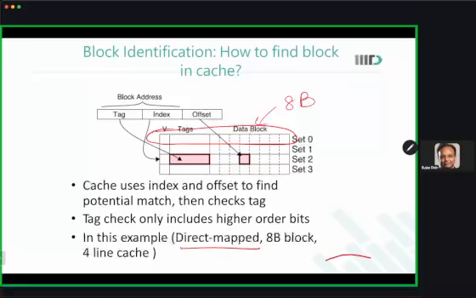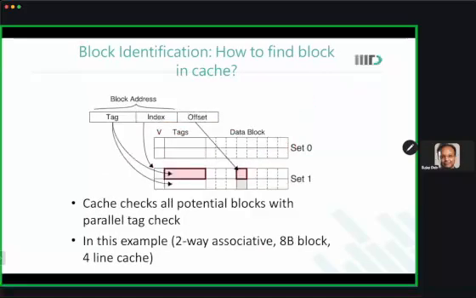If we look at a two-way set associative cache with 8 byte blocks and a 4-line cache, this is how it looks. You have 2 sets, set 0 and set 1. The tag for each of these sets is the same, and the index value will tell you which particular block you are looking for. So this is the way you identify your cache block.